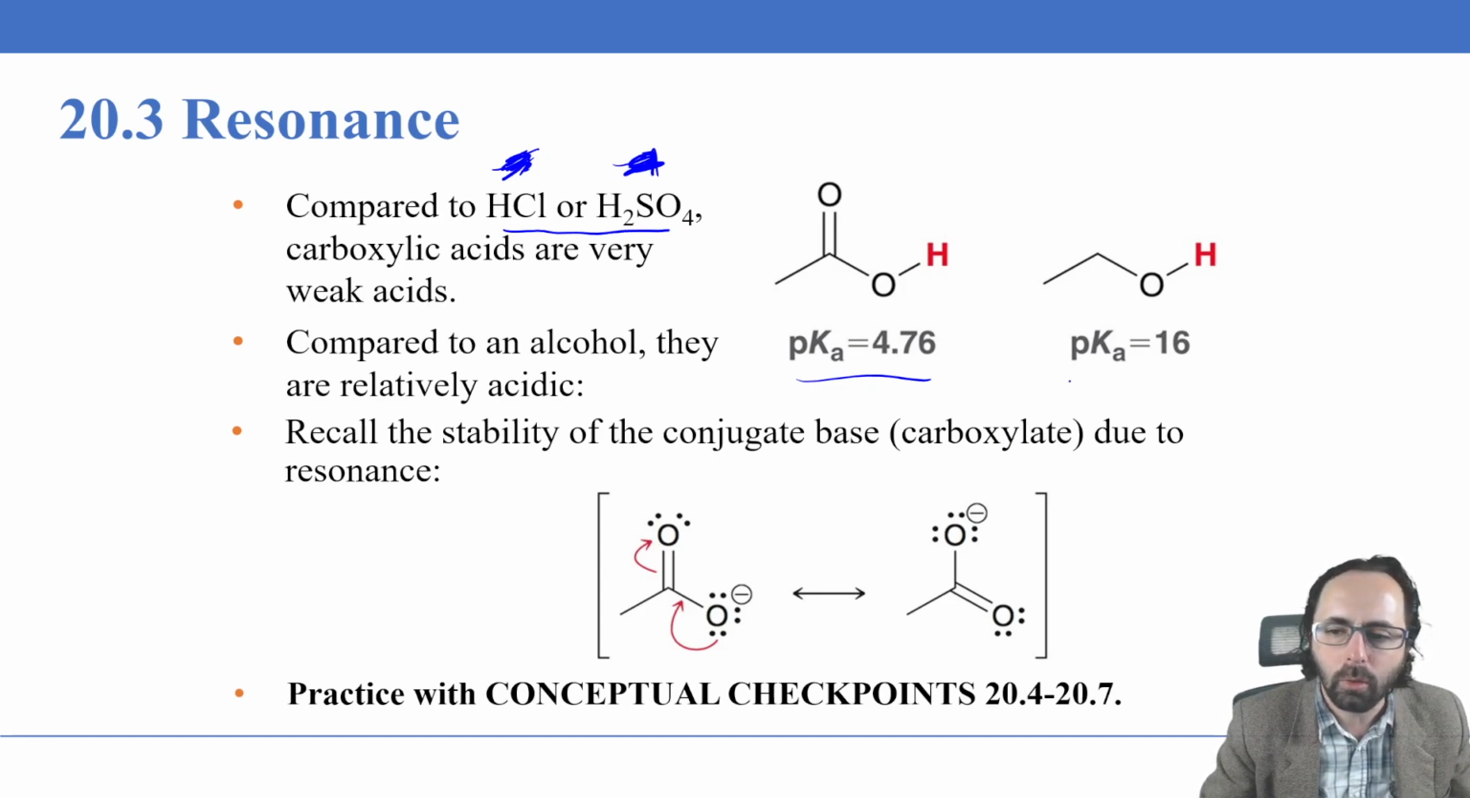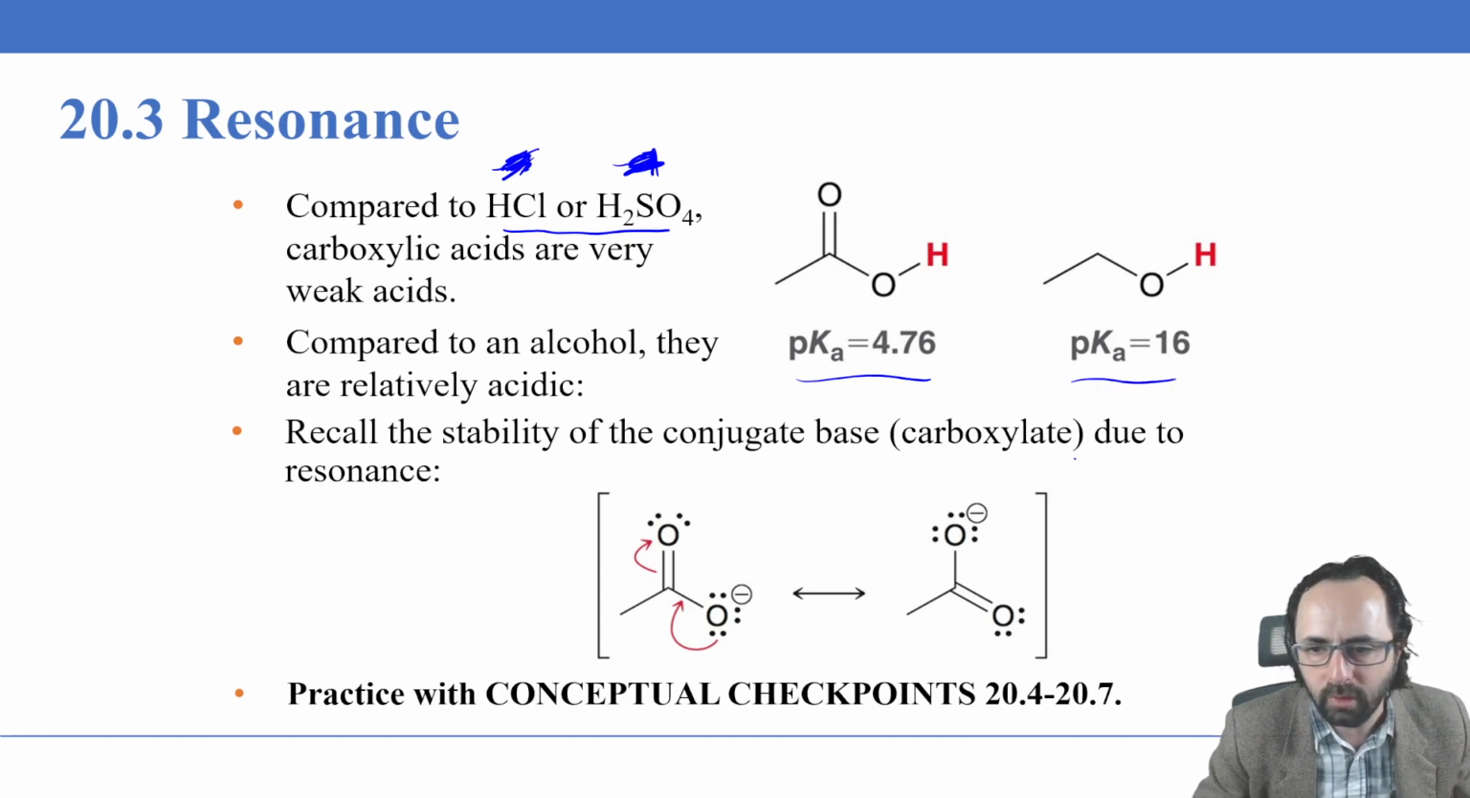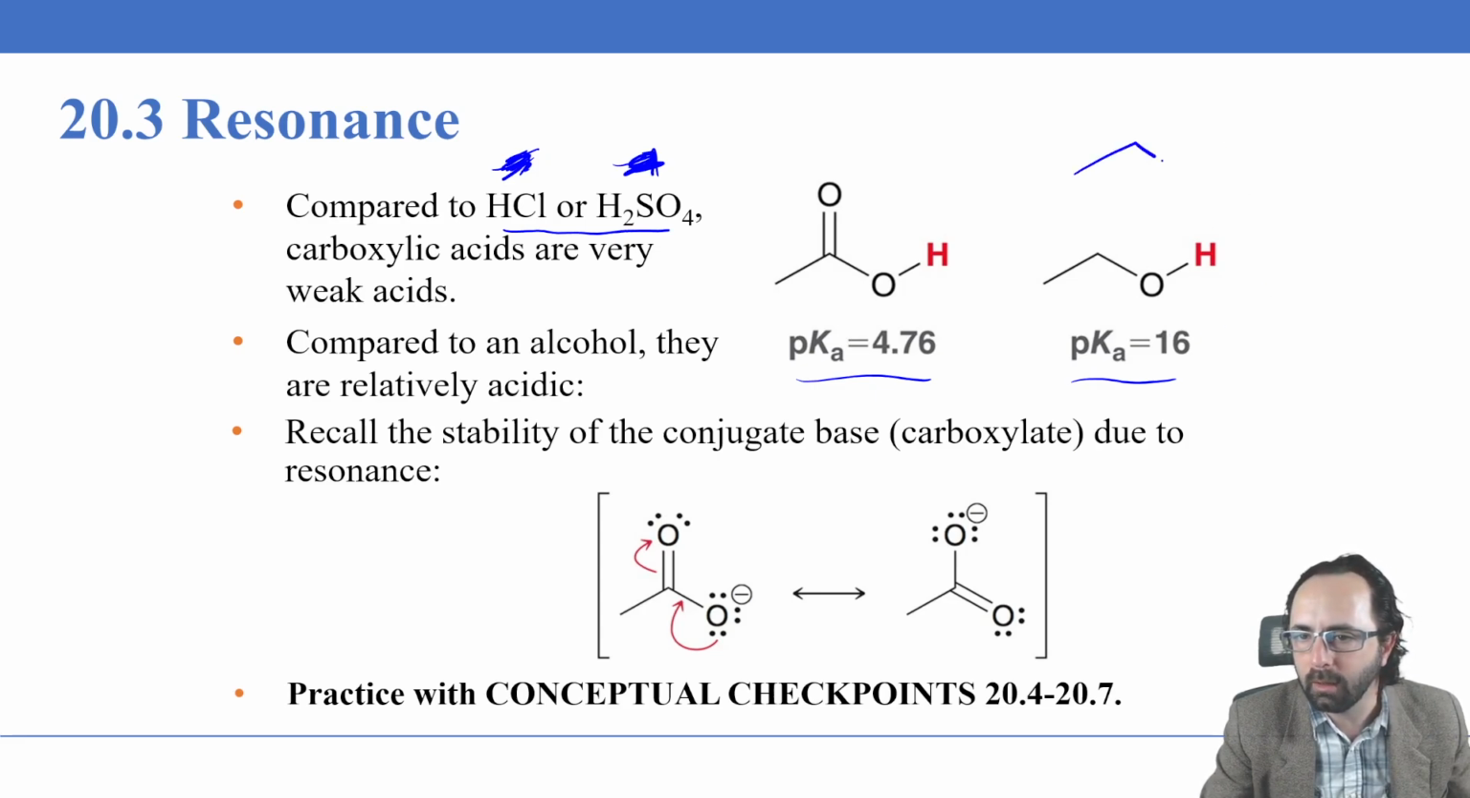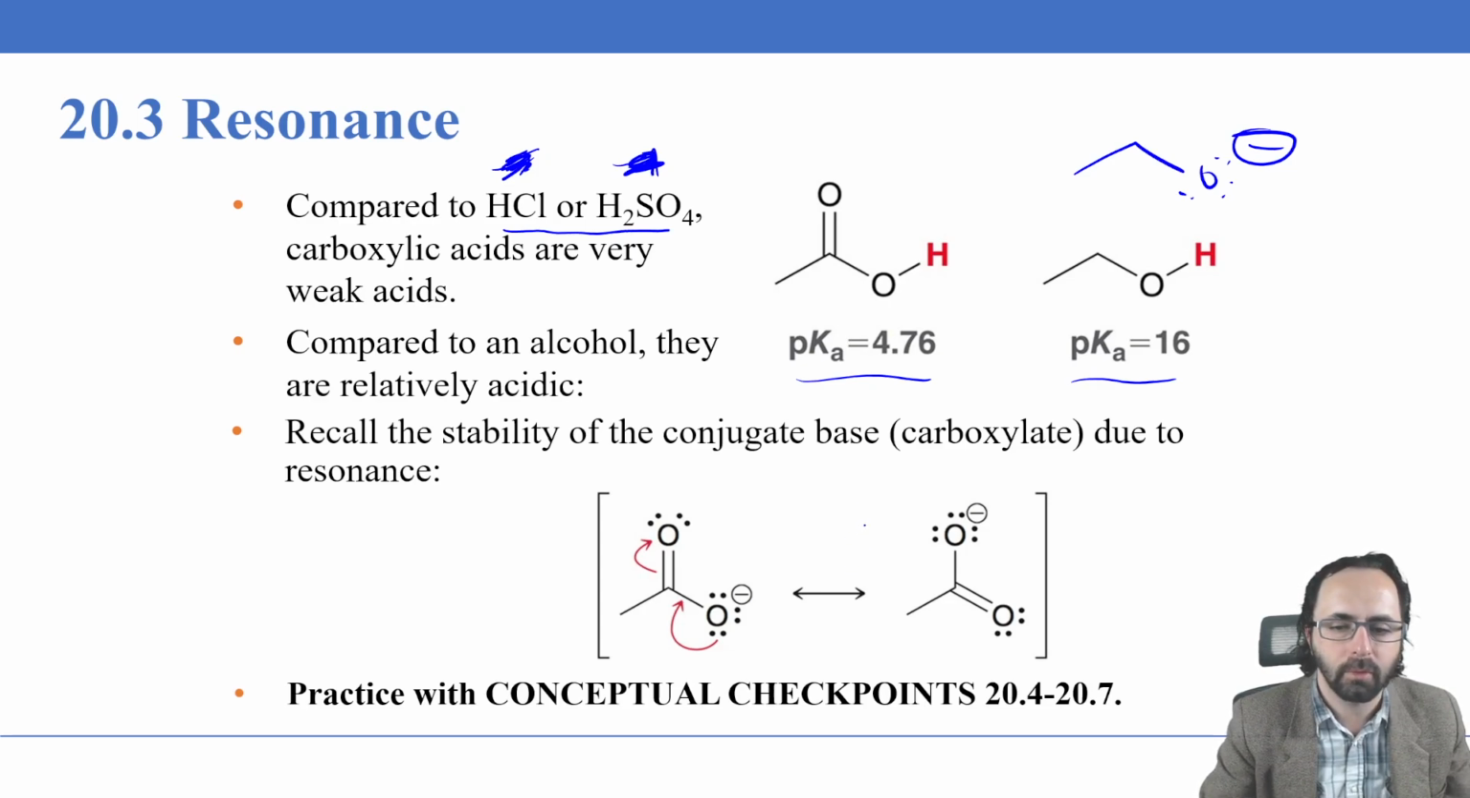However, that's much lower than an alcohol, for example. An alcohol has a significantly higher pKa. It's significantly less acidic because when you deprotonate this oxygen here and make the associated negative ion, it cannot resonantly stabilize that charge in the same way as we saw with the deprotonated carboxylic acid here. That is stabilized due to that resonance.